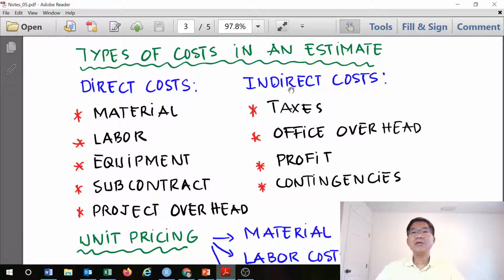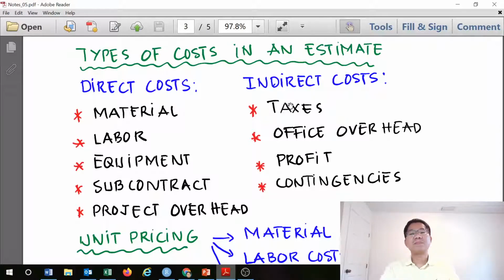Move on to the indirect cost. We have taxes, that for sure. Office overhead. One company has an office and they have multiple projects in different areas, and the overhead at the company is not directly performed for any specific project, but it is for controlling the overall portfolio of projects for that company. We call it office overhead.